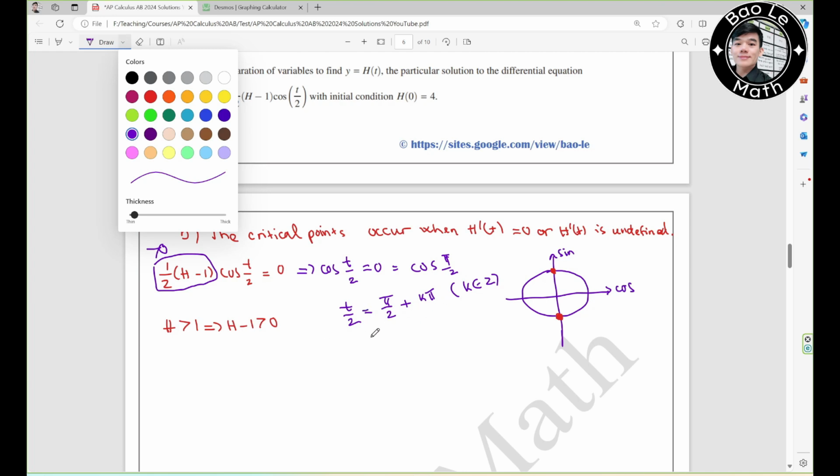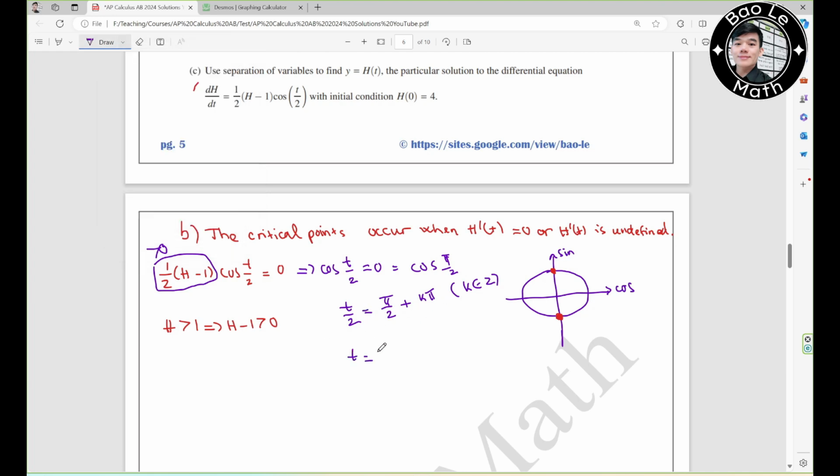Now we multiply both sides by 2, so t equals pi plus k 2 pi. Now when k equals 0, it's going to be pi. K equals 1, it's going to be 3 pi. K equals 2, it's going to be 5 pi, etc.